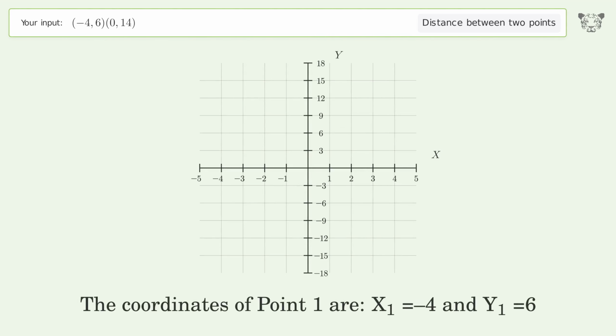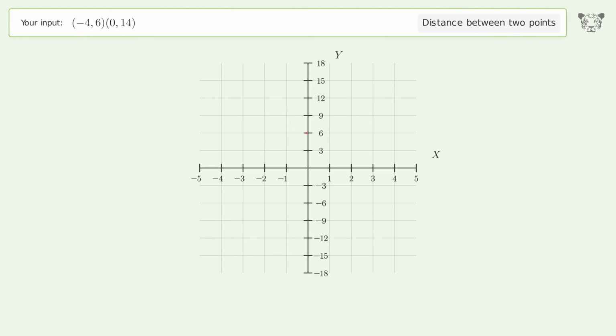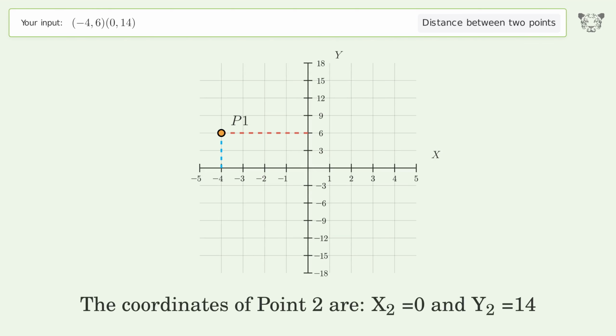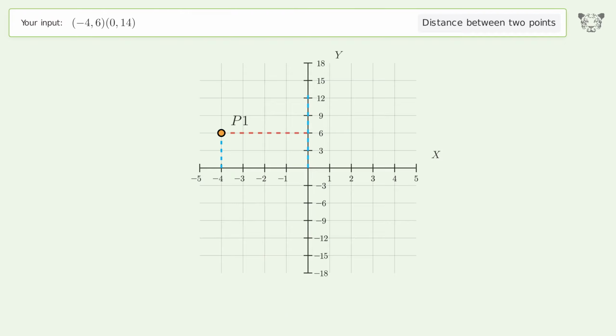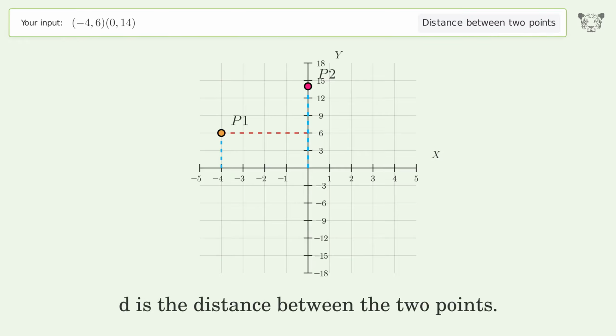The coordinates of point 1 are x1 equals -4 and y1 equals 6. The coordinates of point 2 are x2 equals 0 and y2 equals 14. D is the distance between the 2 points.